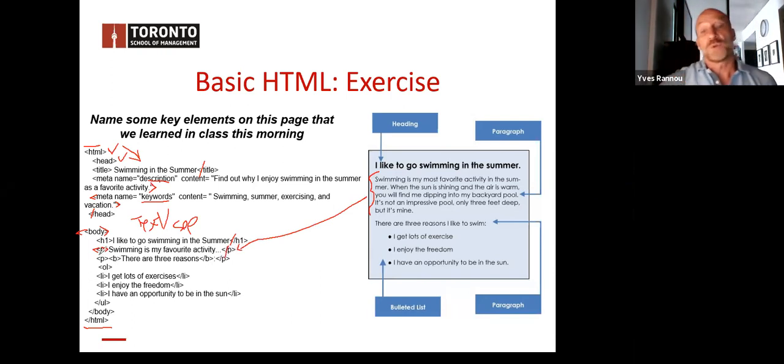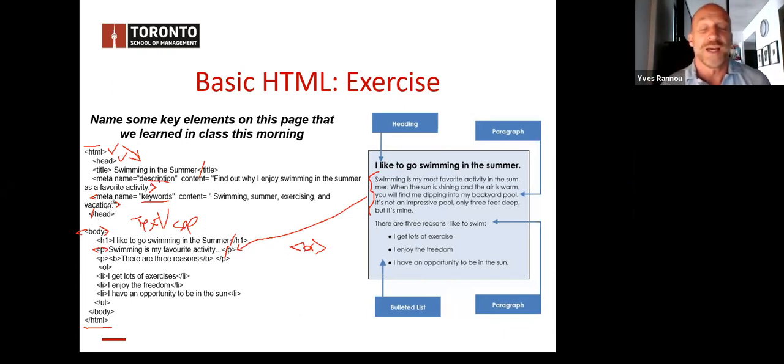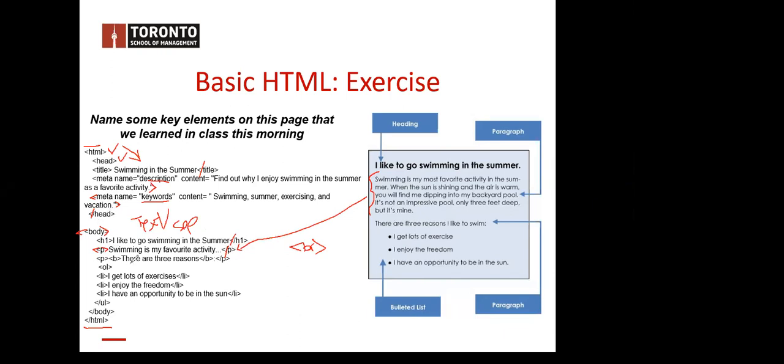Then I want to bold "there are 3 reasons I like to swim as well." Now, if I want to really have this on a different line, I think I need to have my BR. Is that correct, Tony? Even if we do not put BR, if you close the paragraph tag and reopen it, it would automatically be on the next line. Yeah. Perfect. Thank you.